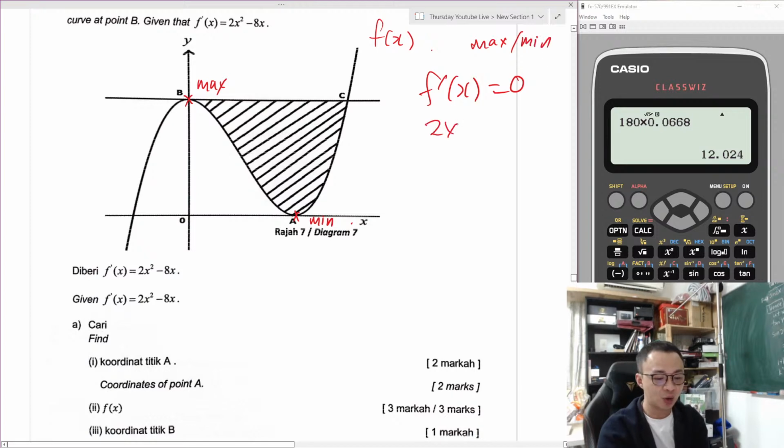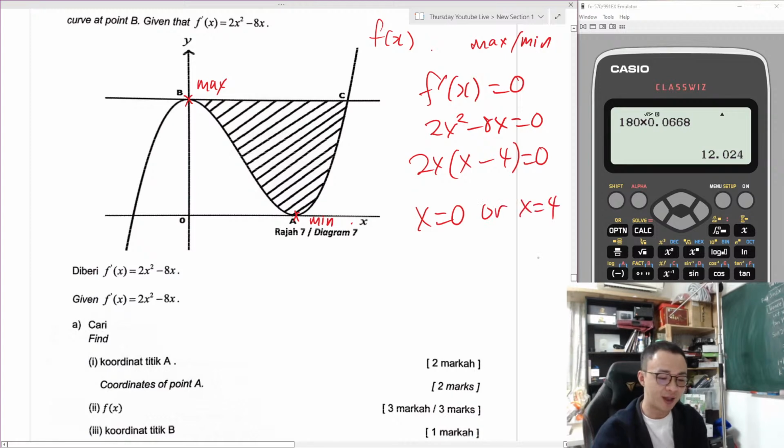Therefore, 2x squared minus 8x equals 0. I will factorize out 2x, becomes x minus 4 equals 0. Then x equals 0 or x equals 4. So I know this is 0 and this one will be 4. Then at least I have one coordinate now, (4, 0). They asked me to find coordinate A. I just accidentally found it. This is how I find the coordinate A.